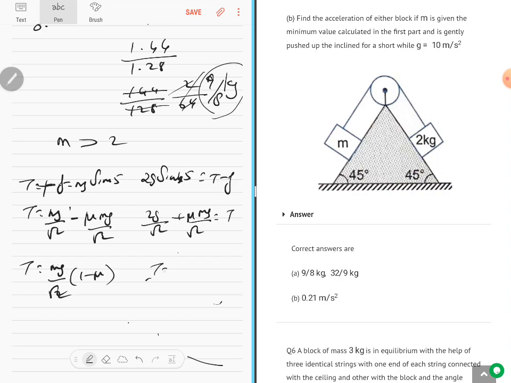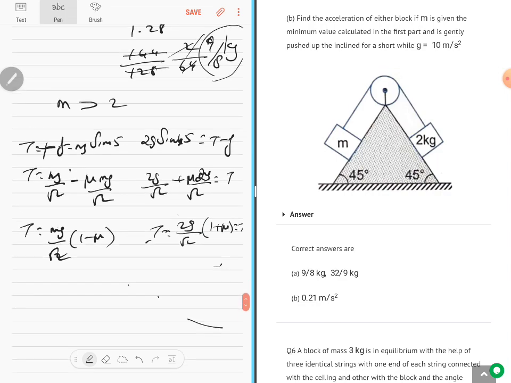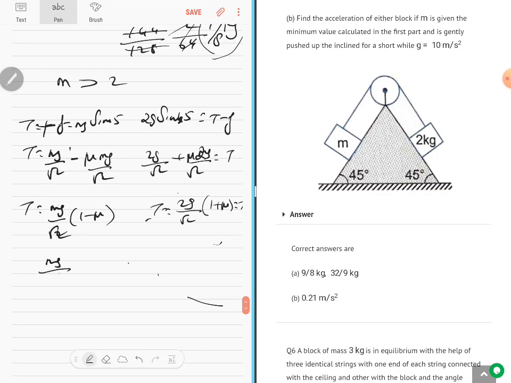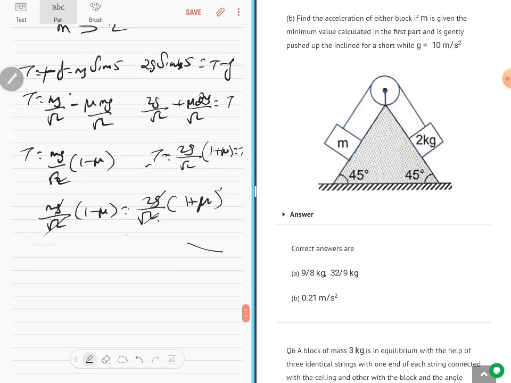and T will be equal to, m is 2 here, so it's 2g by root 2 into 1 plus mu in the second case. So equating both, mg by root 2 into 1 minus mu is equal to 2g by root 2 into 1 plus mu. g and g get cancelled, and root 2 and root 2 get cancelled. M therefore is 2 into 1 plus mu by 1 minus mu.